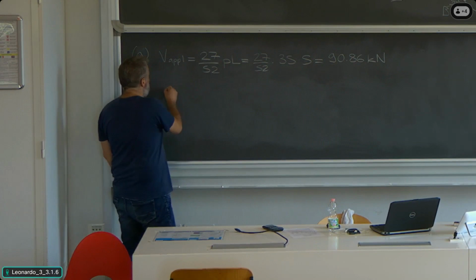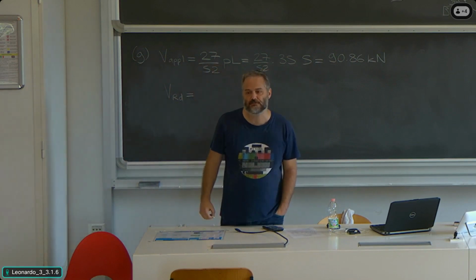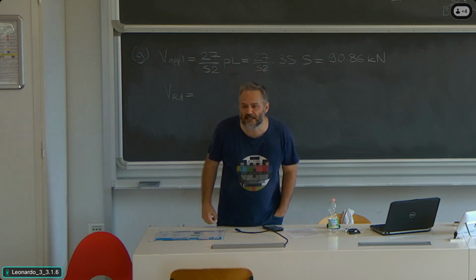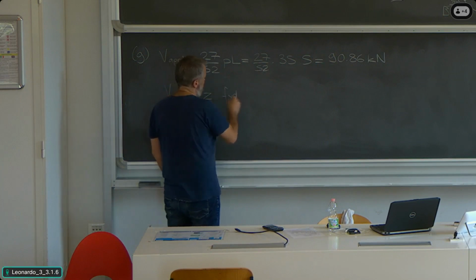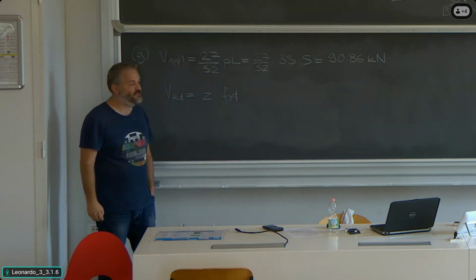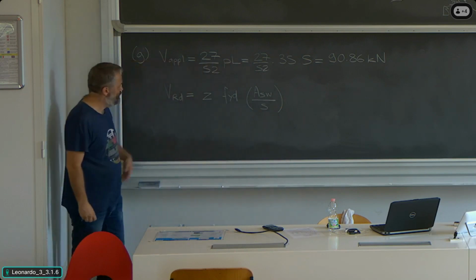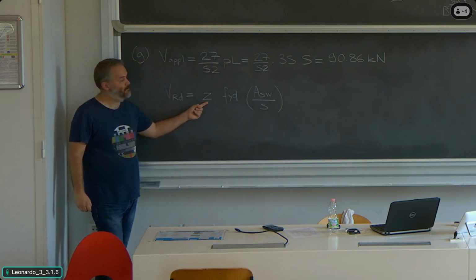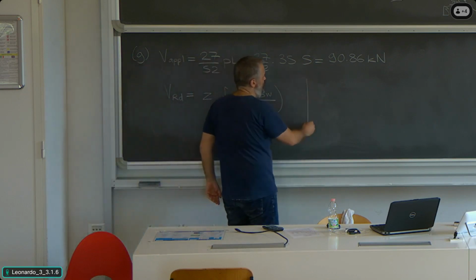Now we know that by means of the traditional truss model, the resisting shear force in a section at a given location is provided by the following equation: internal lever arm Z times FYD, design yield strength of the steel for the stirrups, multiplied by ASW divided by S, which is the spacing. Now, Z is the internal lever arm, FYD is the design yield strength.